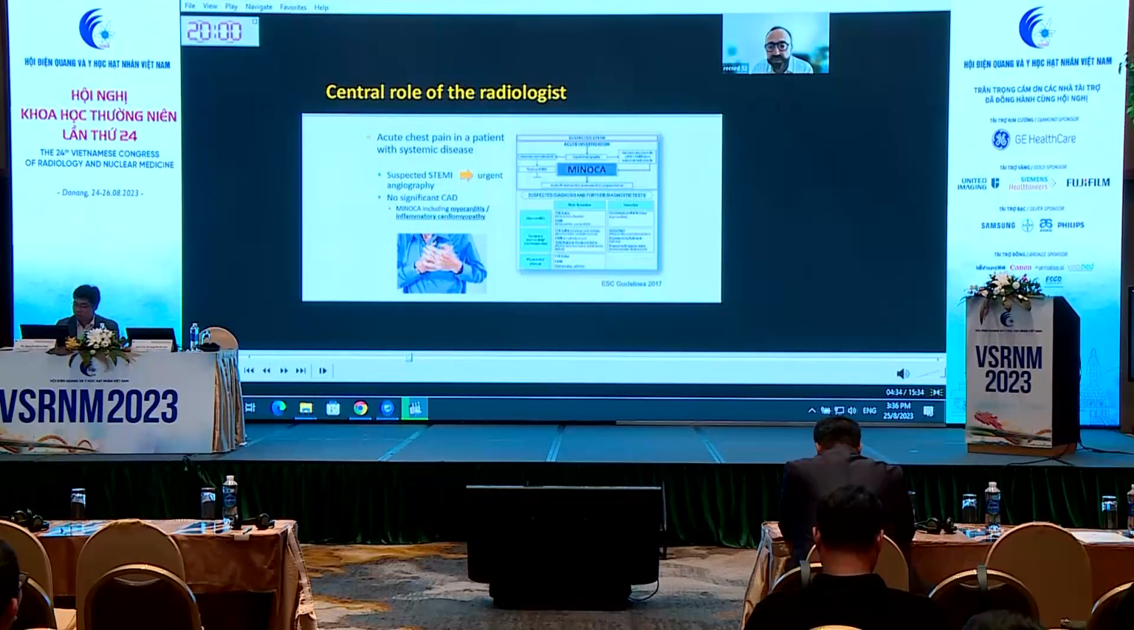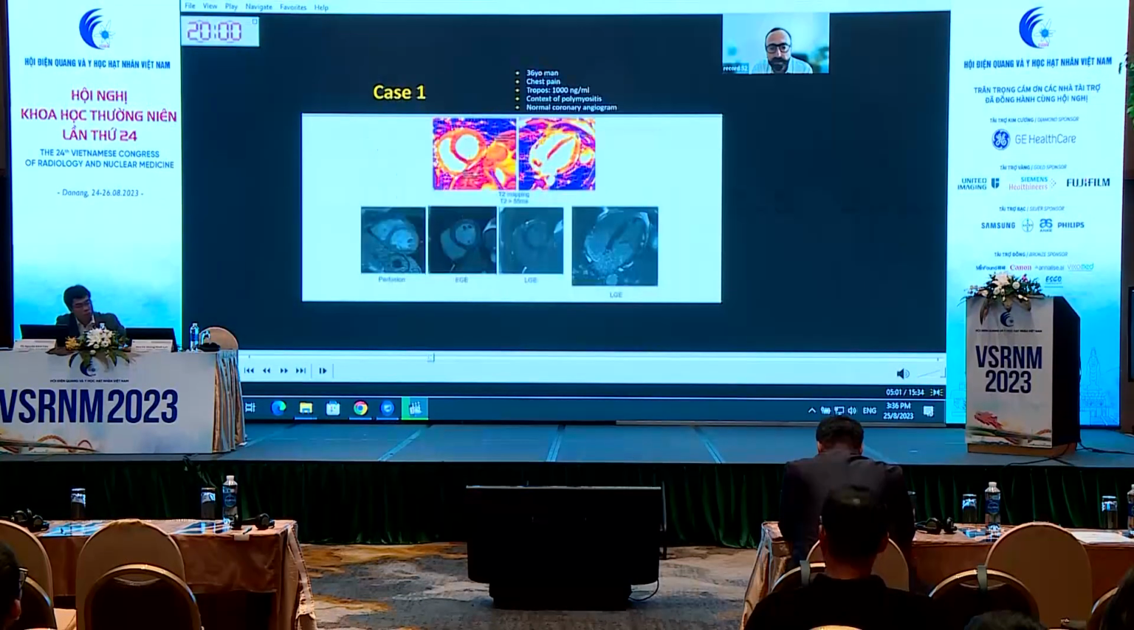So as a radiologist, you have a central role in exploring an acute chest pain in a patient with systemic diseases. Of course, if a STEMI is suspected, an angiogram will be performed, and in case of non-significant coronary artery disease, CMR will be the best modality to explore the differential diagnosis called MINOCA by our colleagues, the cardiologists. This is an example of a recent case.